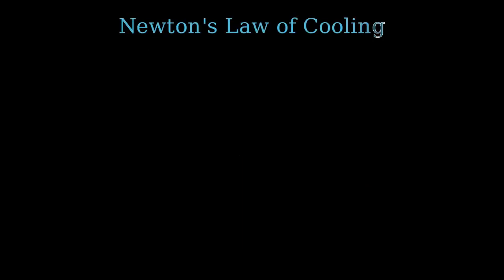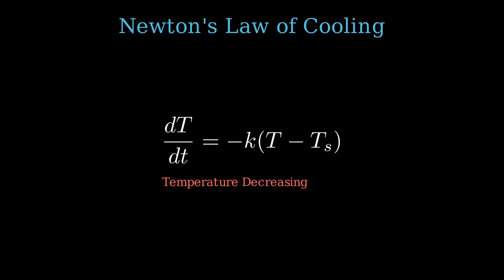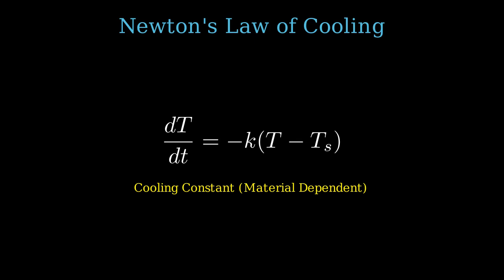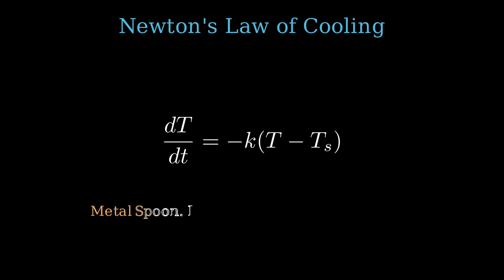When we express this law mathematically, we say the rate of change of temperature with respect to time is equal to a negative constant multiplied by the temperature difference. That negative sign is crucial because it indicates that the temperature is decreasing over time. The constant, often represented by the letter K, is a specific value that depends on the unique characteristics of the object and its environment. For example, a metal spoon will have a different cooling constant than a ceramic mug, because materials conduct heat at different rates.